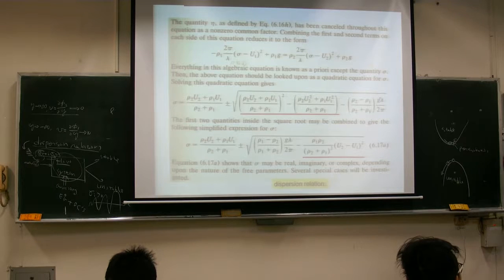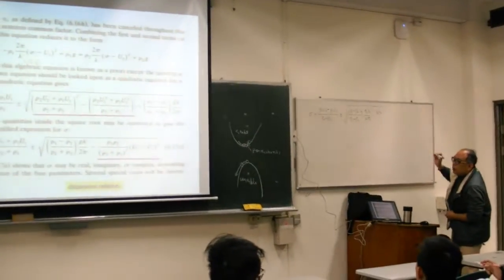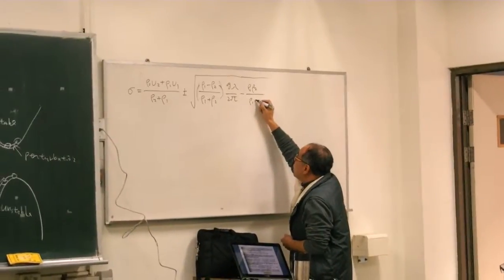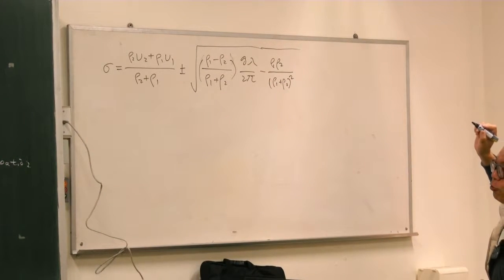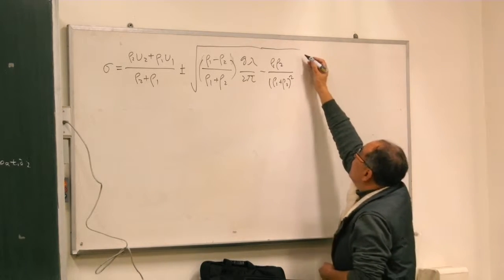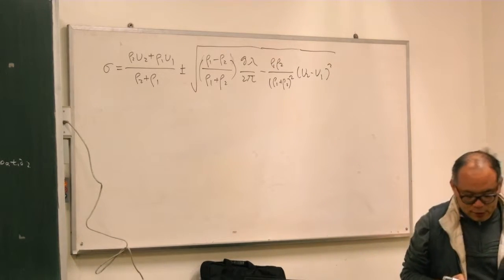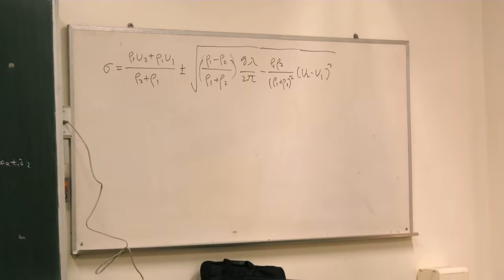And then minus rho 1 rho 2, over rho 1 plus rho 2 squared, multiplied by u2 minus u1 squared. I think this is our result from all the boundary conditions.